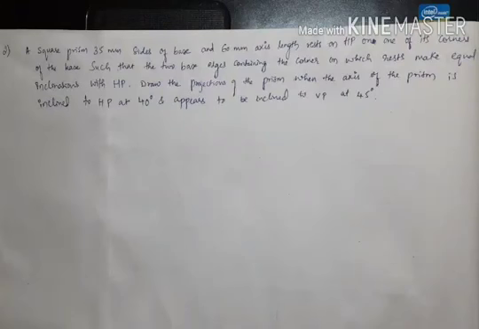We'll discuss the second problem. A square prism, 35 mm sides of base and 60 mm axis length, rests on HP on one of its corners of the base, such that the two base edges containing the corner on which it rests make equal inclinations with the HP. Students, by now you must be able to understand it clearly.